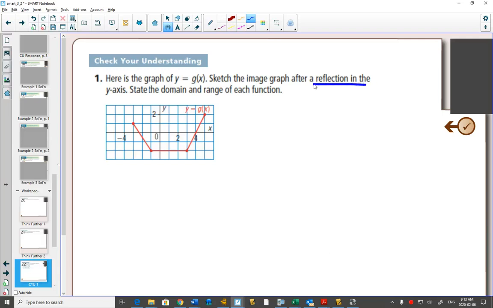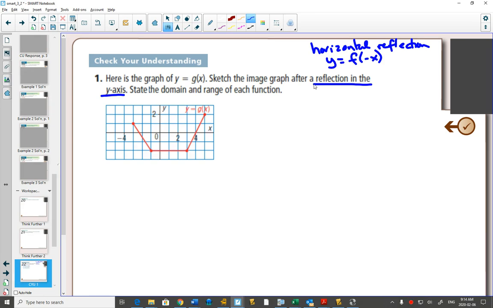Whenever you see which type of reflection it is, you should think about all the different ways that they could say a reflection in the y-axis. It's a horizontal reflection. That would be another way. So maybe we write above here, horizontal reflection. If it's a horizontal reflection, your x values are changing. In function notation, that would mean that the negative is inside with the x.